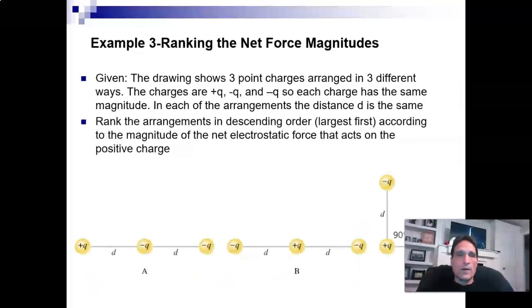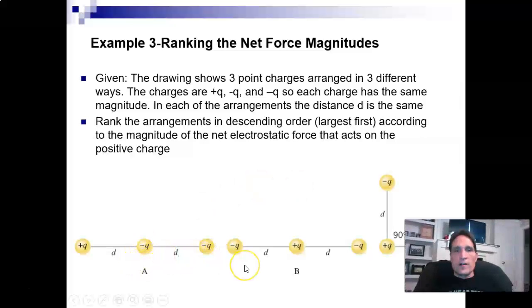So what we want to do here is rank the magnitudes of the net forces here. So we have 3 point charges, and we have 3 different configurations. And for each configuration, there are 2 negative charges and a positive.